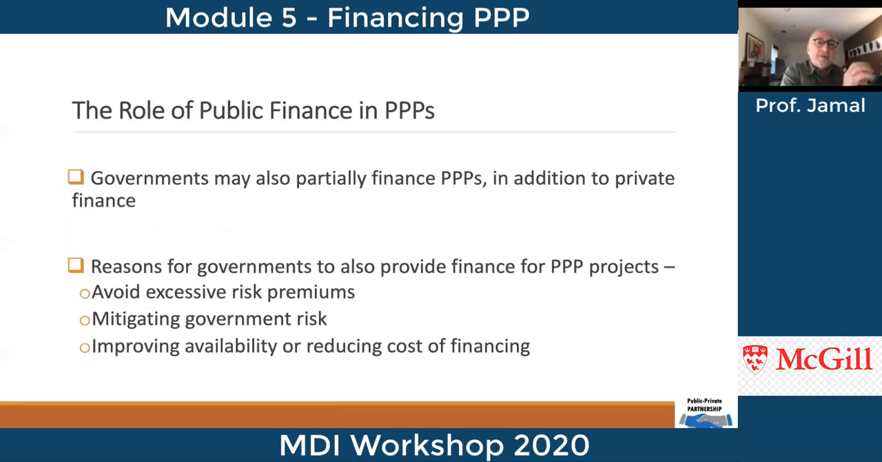After we discuss the financial modeling and the role of the government, what about the role of public finance in PPP? That's an important question. How much public finance should be involved in a PPP project? You can decide also to partially finance a PPP in addition to private finance. Reasons for government to provide finance for PPP: avoid excessive risk premium, mitigate government risk, improve availability or reduce the cost of financing.